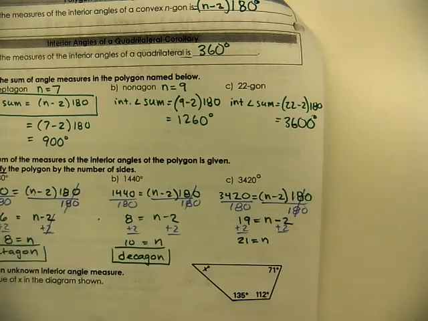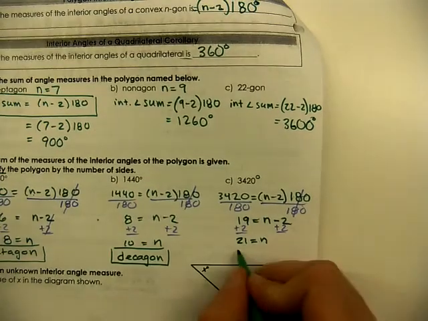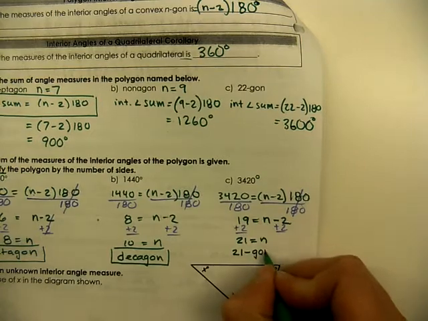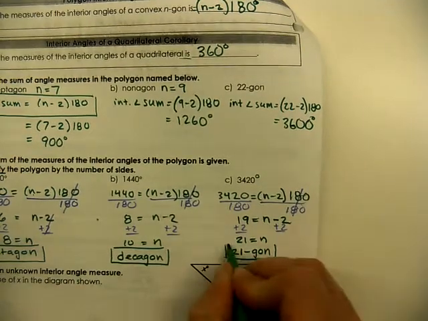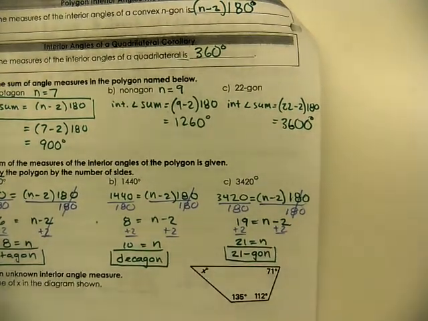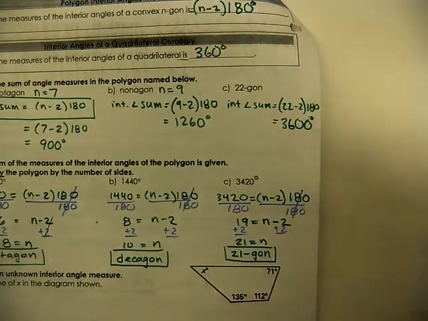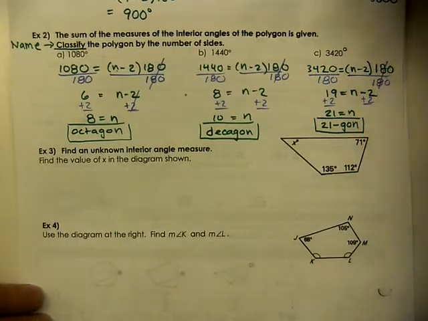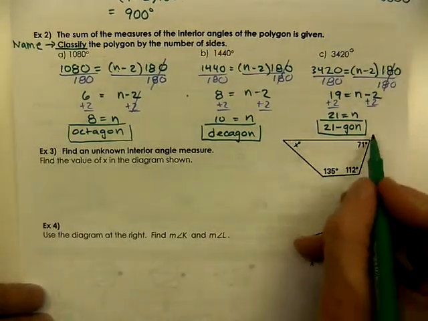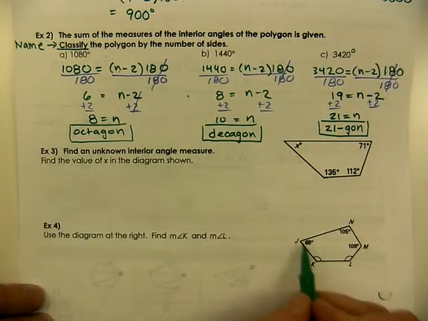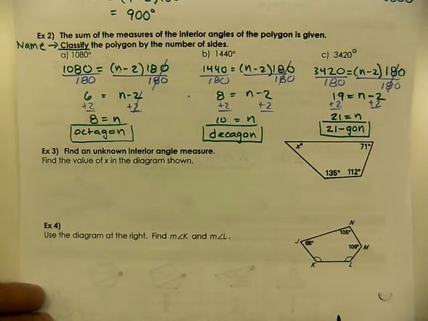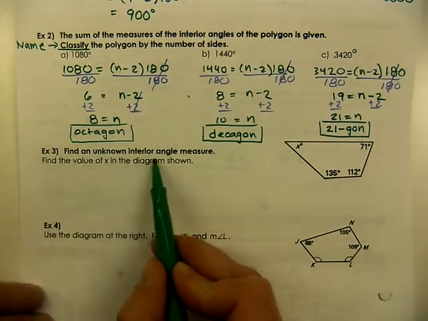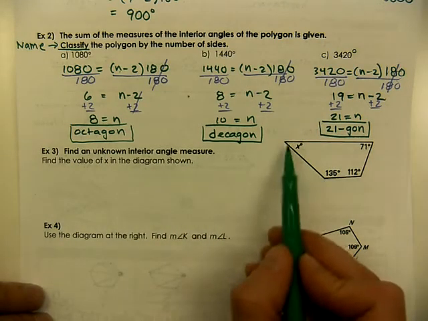What's its name? How do you classify it? Well, we don't have a special name for it. We just call it a 21gon. It's a 21-sided polygon. That's its name. So we want to finish up with examples 3 and 4. They're kind of similar. Here we have 4 sides. Here we have 5. And in each case, you can see that we want to find the unknown angle measure.